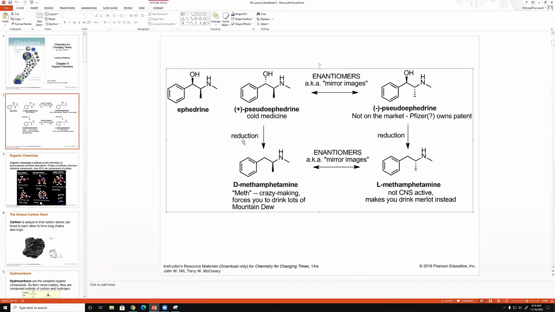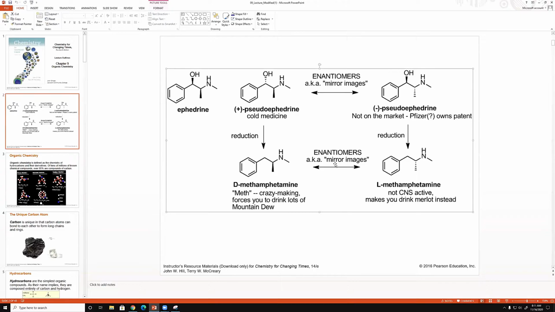Then, if you do a reduction reaction, which, as we learned in class with oxidation-reduction, means you're getting rid of the oxygens. So they get rid of that OH group and you reduce it. If you do a reduction reaction on Sudafed, you get meth. You actually get methamphetamine, called D-methamphetamine. That's the one that is harmful, and it's a very potent drug that can ruin people's lives.